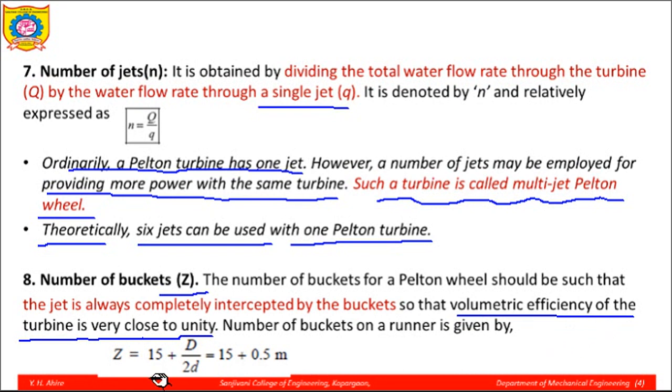So the number of buckets is given by an empirical relation: Z is equal to 15 plus capital D upon 2 times small d. Here capital D means the pitch circle diameter of the Pelton turbine, small d is the diameter of the jet, and 15 is the minimum number of buckets for a given Pelton turbine. This is the empirical formula. So Z is equal to 15 plus 0.5 m.